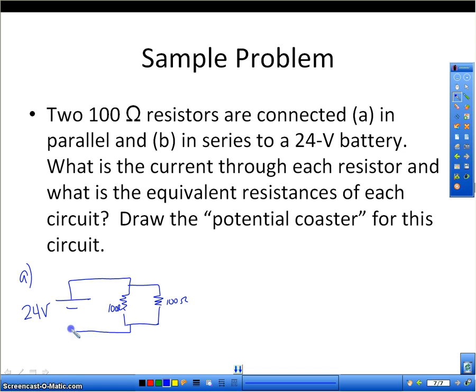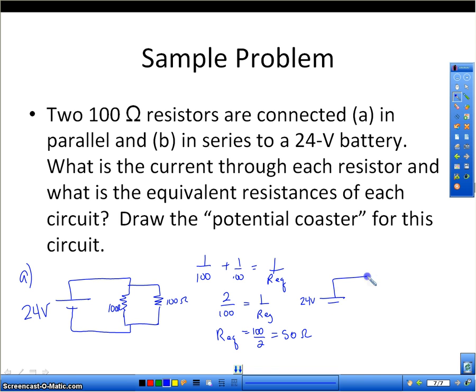Let me bring that back together, and that's my circuit. So I've drawn out the circuit. The first thing I want to do is find the total resistance of this. So 1 over 100 plus 1 over 100 equals 1 over R equivalent, or R total. That gives me 2 over 100 is 1 over R equivalent, which makes R equivalent 100 over 2, if I flip that over, which is 50 ohms. So these two resistors can be replaced by a 50 ohm resistor.